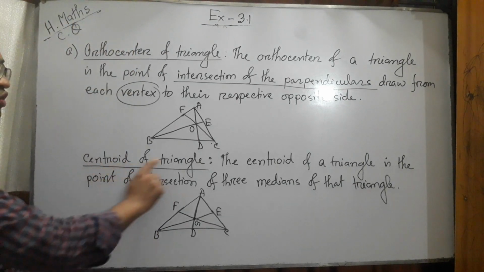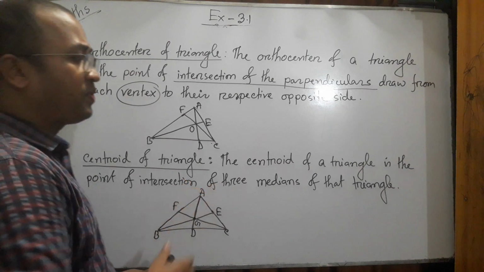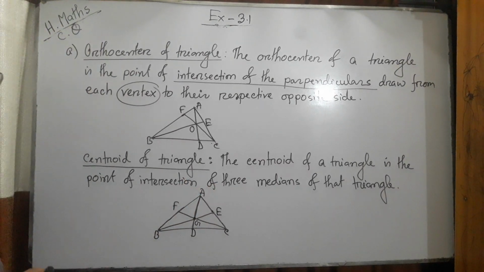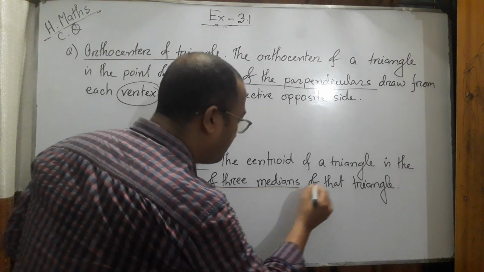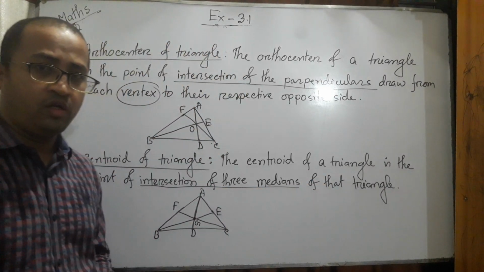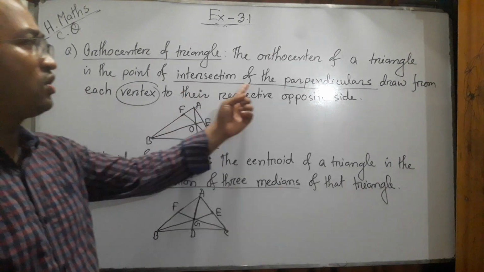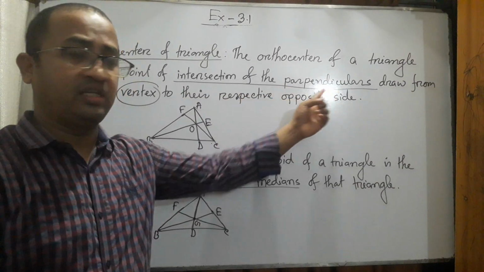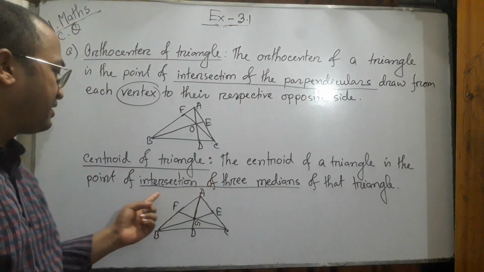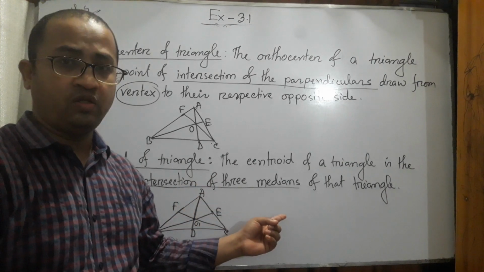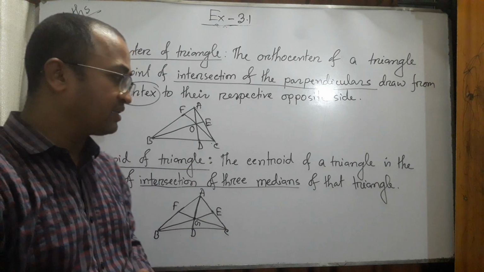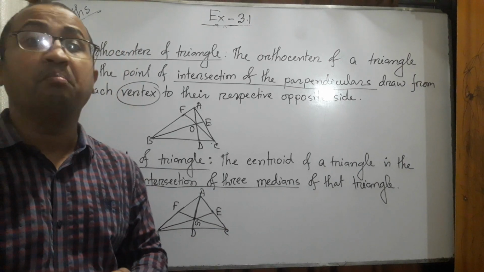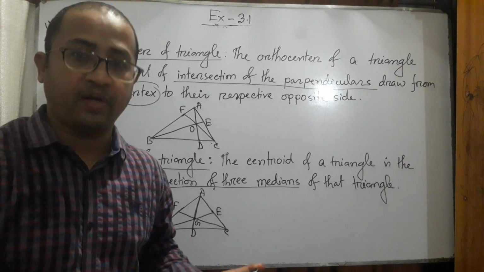Now look, centroid of a triangle. The centroid of a triangle is the point of intersection of the 3 medians of that triangle. Look, the orthocenter was the intersection of the 3 perpendiculars, and this is the intersection of 3 medians. These two are not the same things, perpendiculars and medians. But sometimes a median may be perpendicular, may not be perpendicular.